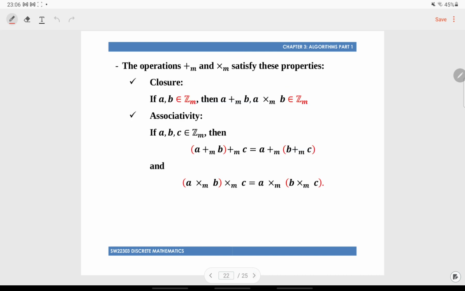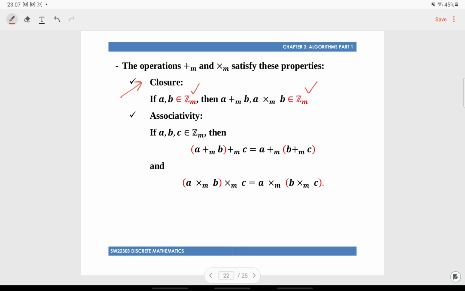Okay, so the operations plus, minus, and times modulo m satisfy the following four properties. The first property is closure. That means if both numbers a and b come from the set of integers modulo m, then after we do the operations plus and multiplication modulo m, the outcome also belongs to the set of integers modulo m. This is what we call the closure property. The inputs come from the same set as the output. The output also belongs to the same set as the inputs.